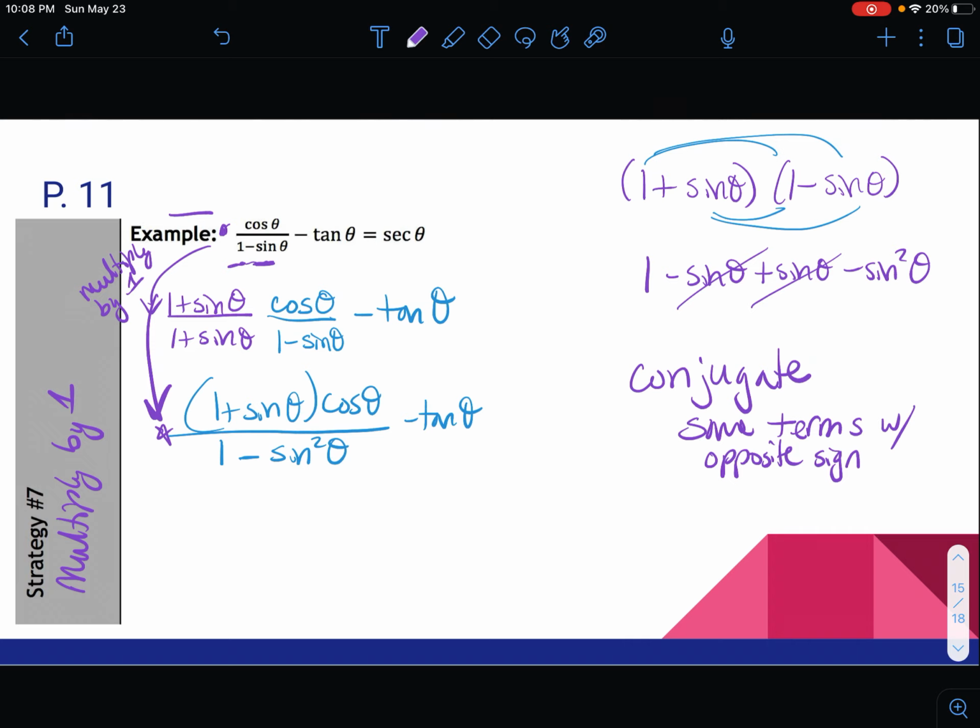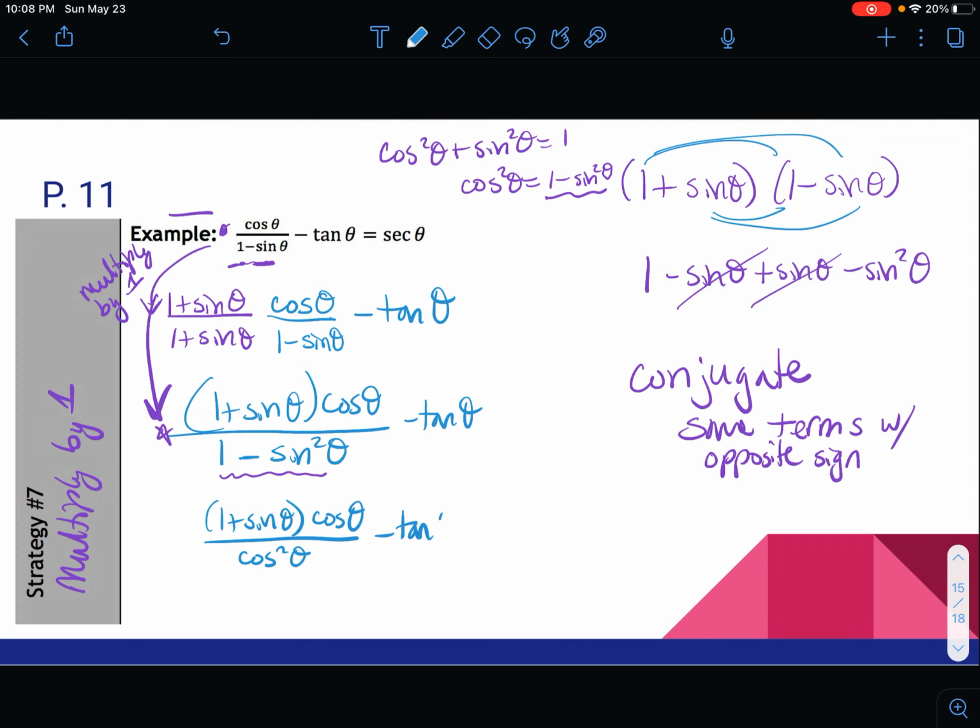From here, 1 minus sine squared theta, let's remember, cosine squared theta plus sine squared theta is equal to 1. So if we subtract sine squared theta from both sides, cosine squared theta equals 1 minus sine squared theta. That's exactly what we have. So let's see if we can make a substitution here. Again, you might do a legal step and it might be a mess and it might not help, and then you need to go back to the drawing board. That's okay. But let's put in cosine squared theta. And from here, we would be able to say Pythagorean identity.